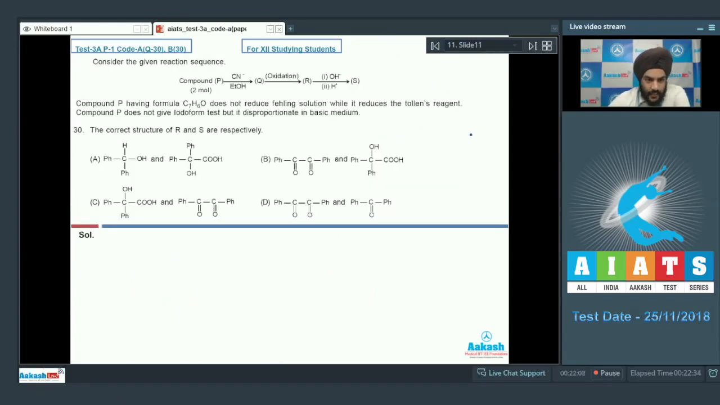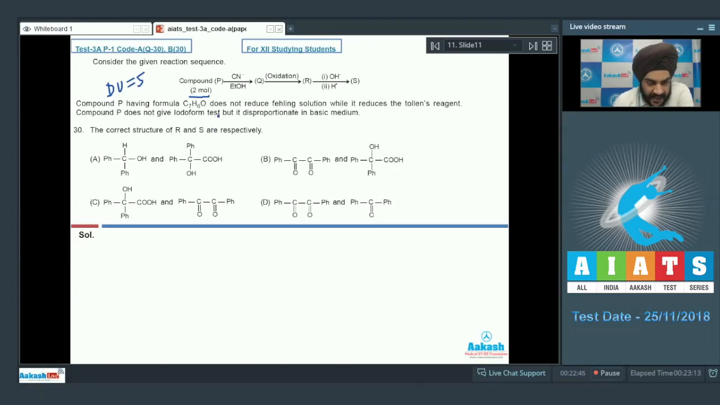Consider the given reaction sequence. 2 moles of compound P react with CN minus in presence of EtOH to form Q. Q undergoes oxidation to form R, and R undergoes hydrolysis of some sort to form S. So compound P having formula C7H6O, the DU is equal to 5. Does not reduce Fehling solution while it reduces the Tollens reagent. So we could have an aromatic CHO group.